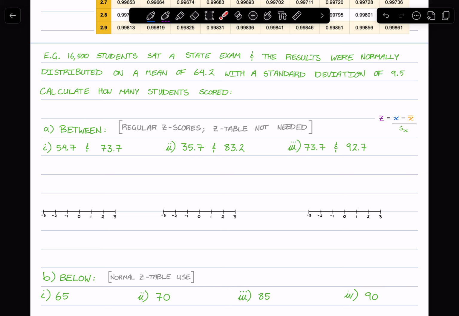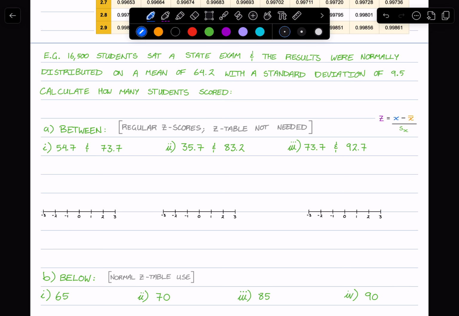16,500 students sat a state exam, and the results were normally distributed with a mean of 64.2 and a standard deviation of 9.5. Calculate how many students scored between these two numbers here, and these two, and these two. Now, in this first set of questions, you can see that these are just the regular Z-scores of 1, 2, and 3. A Z table is actually not needed for this. But this is a good chance to see some possible notation that you will encounter.